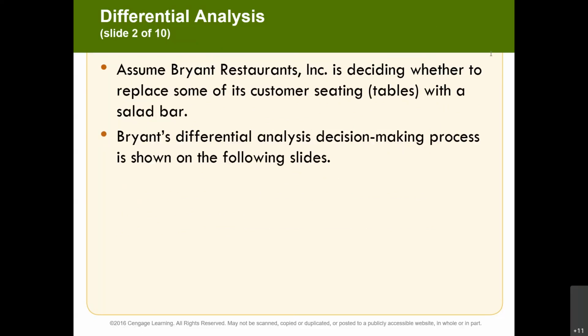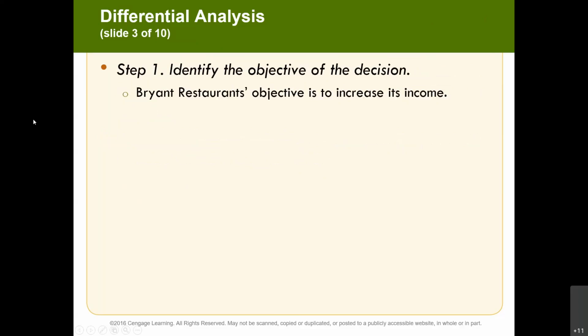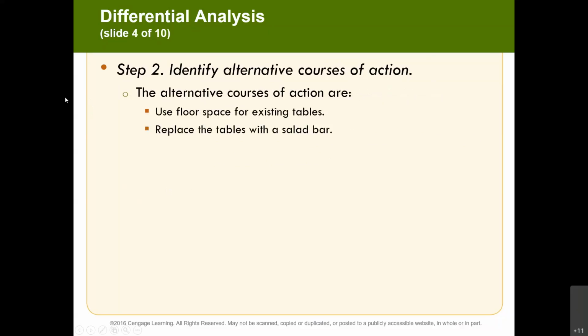So here's an example. We assume this restaurant company is deciding whether to replace some of its customer seating tables with a salad bar. Bryant's differential analysis decision-making process is shown in the following slides. So step one, the first thing the restaurant has to do is identify the objective of the decision. In this case, if the restaurant wants to install a salad bar, the objective here is to increase its revenue, right? Through the sale of salads, probably through some type of buffet style salad offering. We see restaurants do that quite frequently.